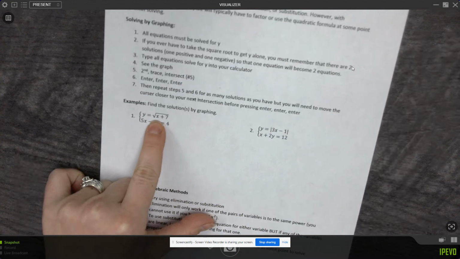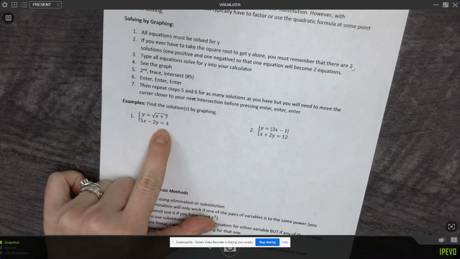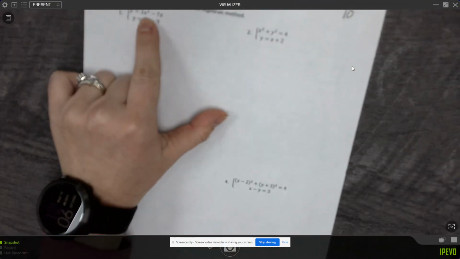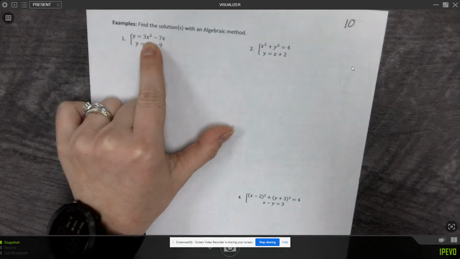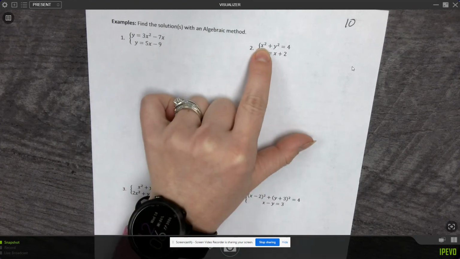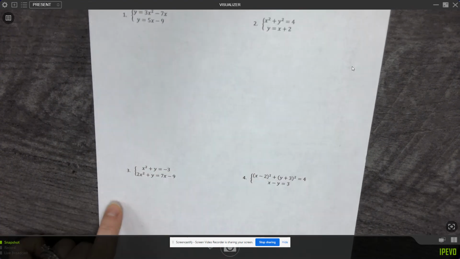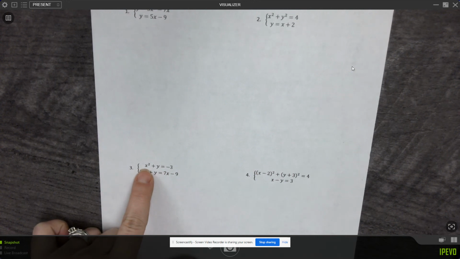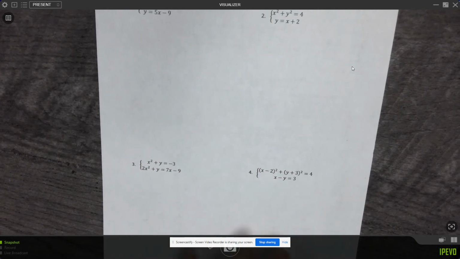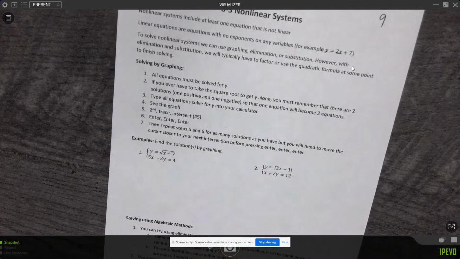So not linear, linear, not linear, linear. Not linear, linear, not linear, linear, not linear, not linear, not linear, linear. Right? So linears have just x and y. Non-linears will have some other symbols or things on there. That's only important for you to really realize, because solving a non-linear is different than solving a linear.